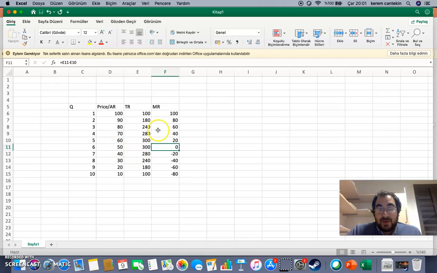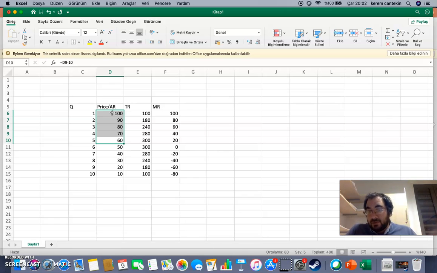It is 0 because, for example, when you sell the third unit, you get $80, but you lose an additional $10 from both the first unit and the second unit. So you get 80, you lose 20. And at the sixth unit, you get $50, but you lose $10 on each of the previous 5 units, which means you also lose $50. So your marginal revenue reduces to 0.